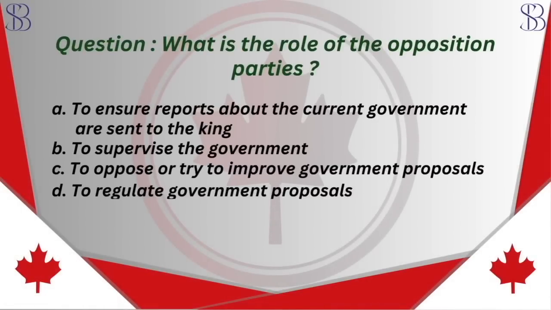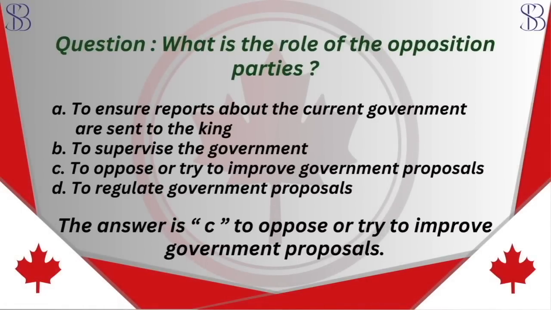Question. What is the role of the opposition parties? A. To ensure reports about the current government are sent to the king. B. To supervise the government. C. To oppose or try to improve government proposals. D. To regulate government proposals. The answer is C. To oppose or try to improve government proposals.